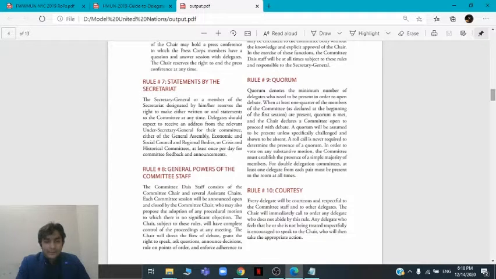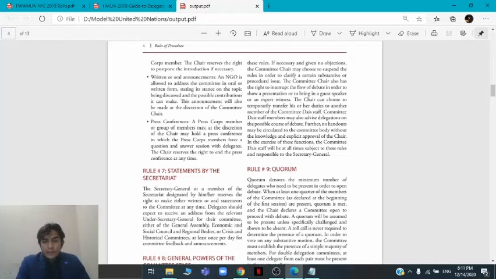General powers of the committee staff. What we understand by this is basically the chairs, committee directors, committee representatives, assistant committee directors, and assistant chairs. Every rule of procedure is going to be under their command, like marking your attendance and all those things.